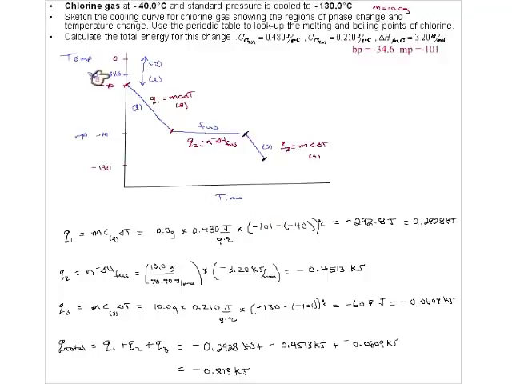I had 34.6 on my graph, and that's what I used, but remember we cooled it starting at minus 40. Everything is cooling. We're losing energy. The molecules are slowing down, getting cooler. Down here, the molecules are solidifying, so that energy of the liquid is being released. The potential energy is being lost. We're losing potential energy as we form this solid chlorine.